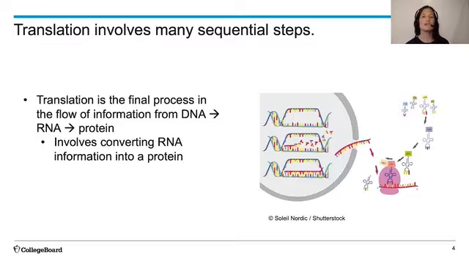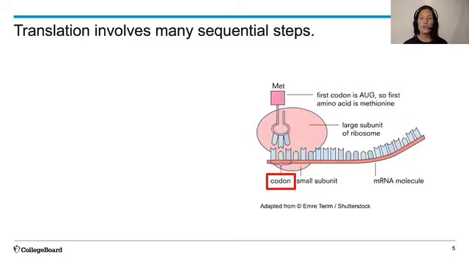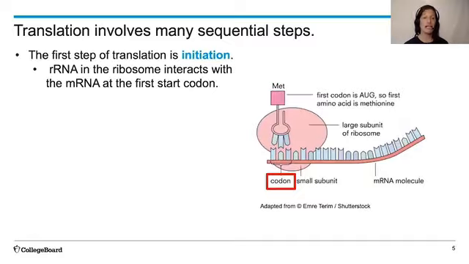Translation as a process has many different sequential steps, but before we talk about them, I just want to reorient us, a little review. Remember, translation is the final process in the flow of information from DNA to RNA to protein. The translation step involves converting that RNA information into a protein, just to sort of orient us where we are. So our first step is called initiation.